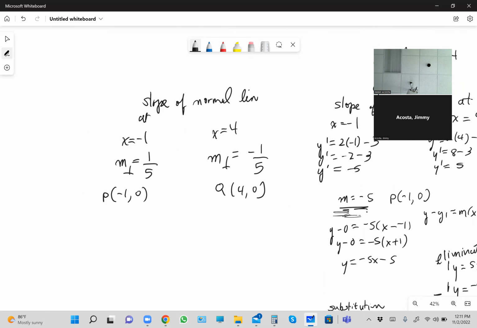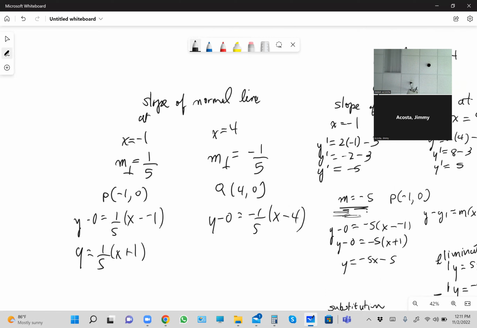And so now we do y minus y1 equals n times x minus x1 with these point and slope, because these are our normals, right? They're perpendicular. If something's normal to something else, it's perpendicular. So we have y minus 0 equals 1/5 times x minus -1. Y minus 0 equals -1/5 times x minus 4. So y equals 1/5 times x plus 1. So y equals -1/5 x plus 4/5, I think.